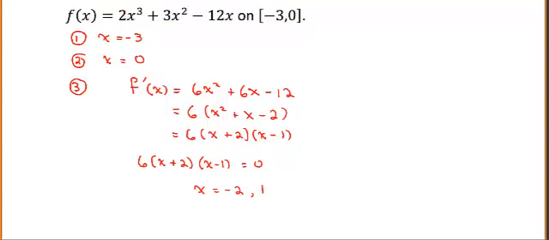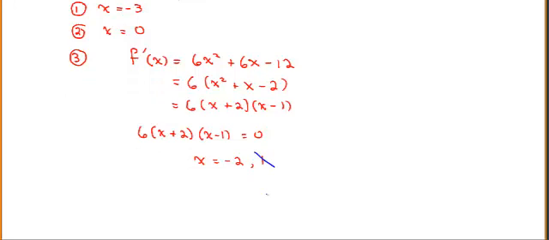All right, notice only one of them is on this interval. -2 is on this interval. 1 is not. 1 is to the right of this interval. So I can eliminate 1 right away. I'm not interested in what's going on outside of this interval for one reason or another. So we have then finally the third one, x = -2.